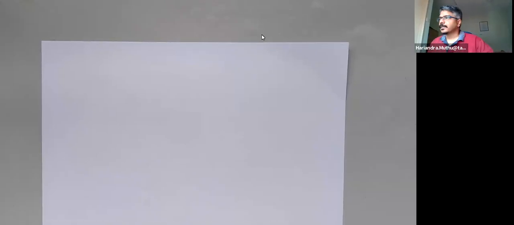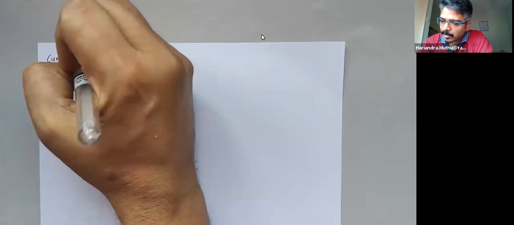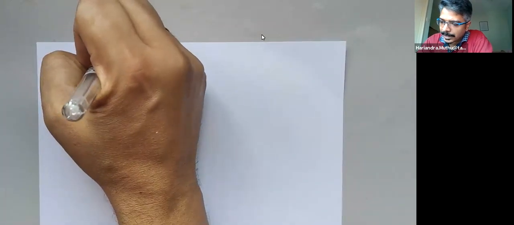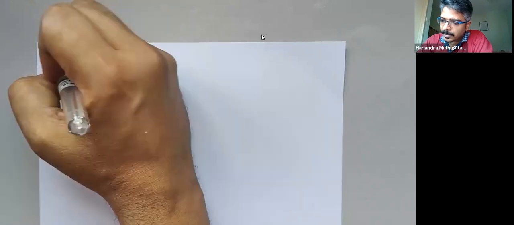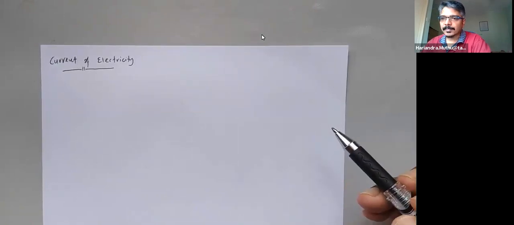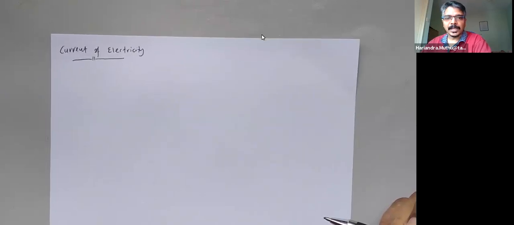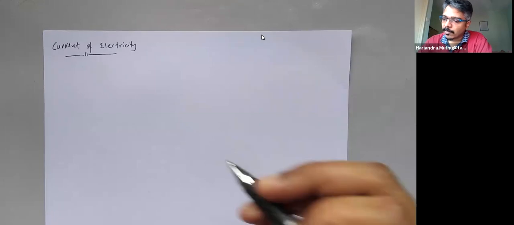Hi, we're going to look at the chapter of current electricity. This chapter is before direct current, so students must understand the concepts under this chapter before you can proceed to the chapter of direct current. In this chapter, the first thing we have to look at is the concept of current.